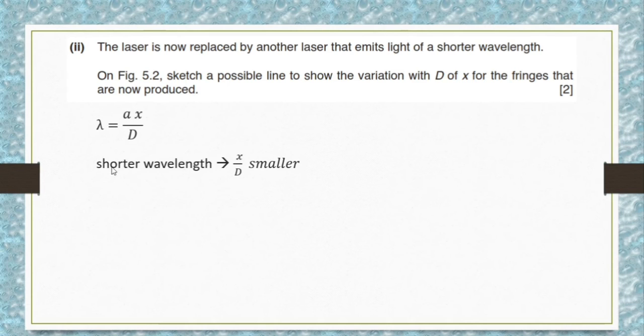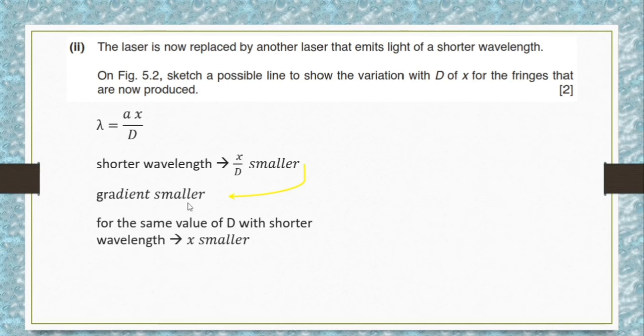When we use a shorter wavelength, lambda X over D is smaller. So the gradient of the graph that we will draw will be smaller. And for the same value of D, with a shorter wavelength, A stays the same, so X will also be smaller. That will result in our graph being below the old line.